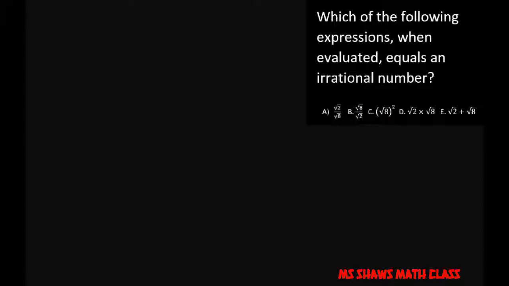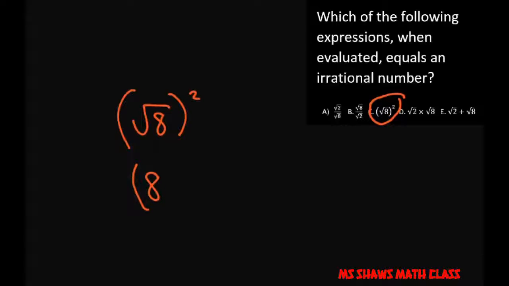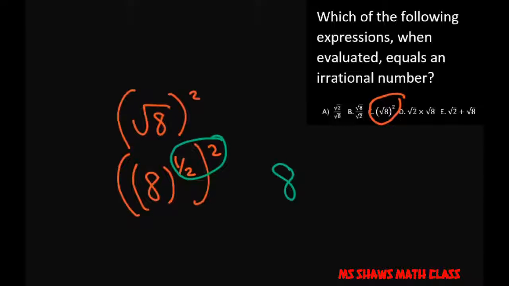Number 3, or C, is this one. So we have the square root of 8 squared. And remember, square root of 8 can be written as 8 to the 1/2. And then when you square that, use your power property of exponents and multiply those 2. So 2 times 1/2 is 1. So that just gives you 8, and that can be represented as a fraction.